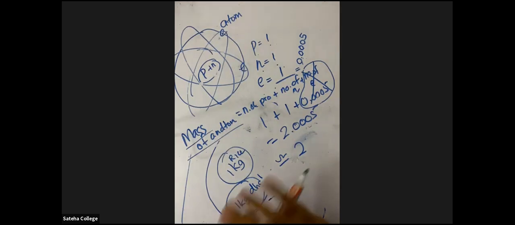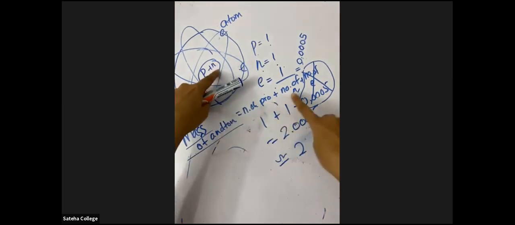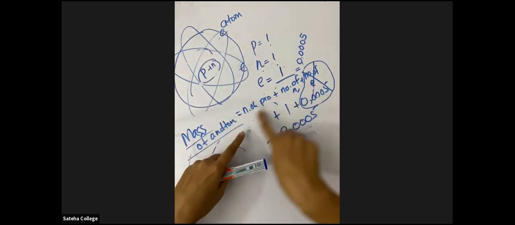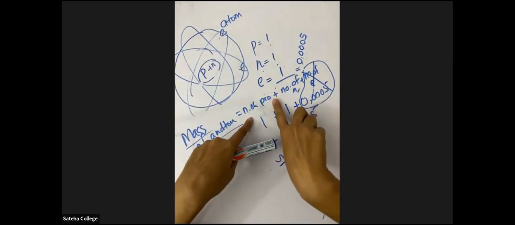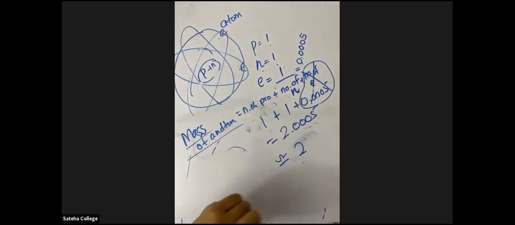Yes? No? If you don't know, just let me know. I'll explain you again. No problem. Okay, I'll explain you one more time. Now, when you're considering the mass of an atom, what should you do? You should consider everyone's mass. What do you have inside an atom? You have the proton, you have the neutron, as well as you have the electron. So when I'm considering the mass of an atom, I should add the proton number, the neutron number, as well as the electron number.